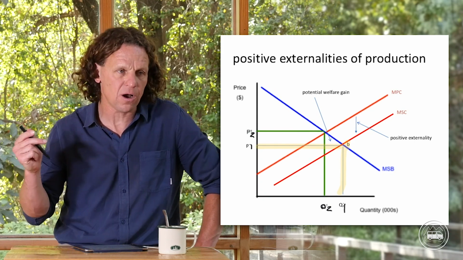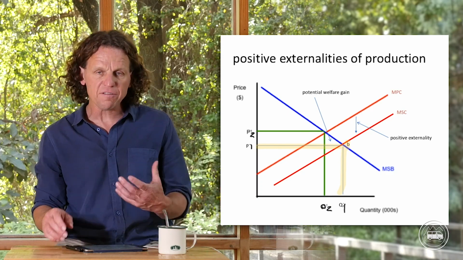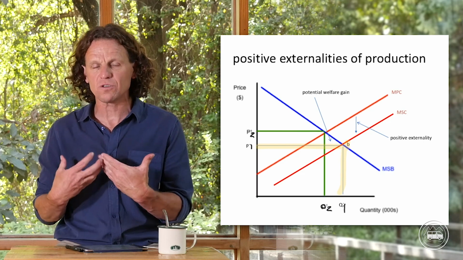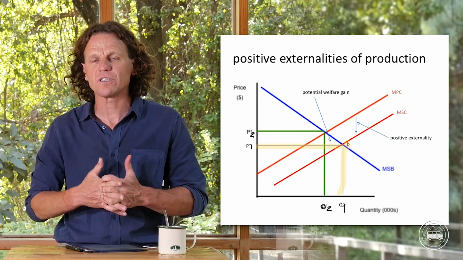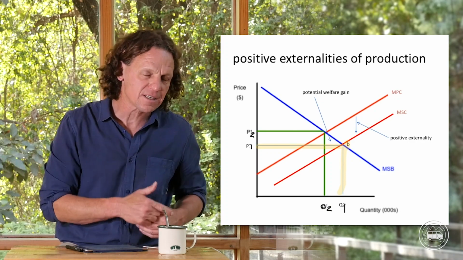All right, now let's take a look at some solutions for the positive externality of production diagrams so that we can move more closely to where we want to be, which is the socially optimal level of output. All right, we're rolling on to the next video.